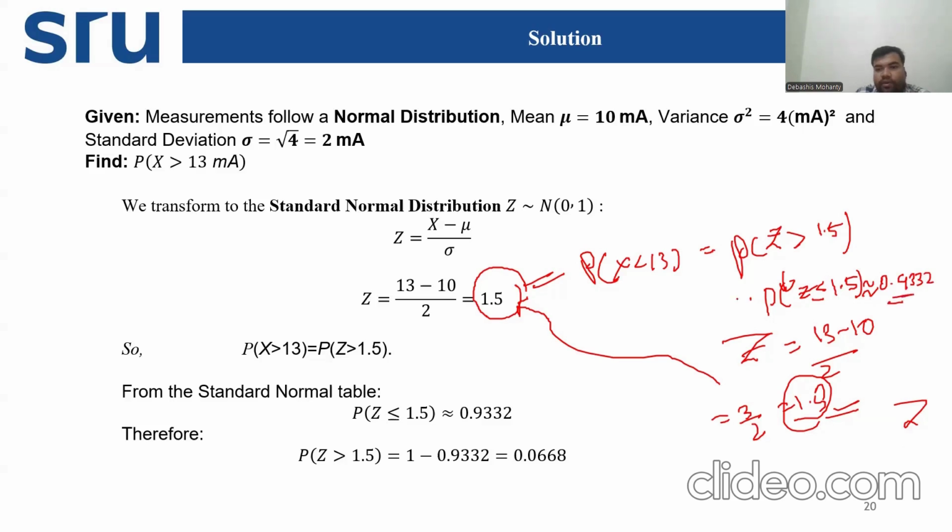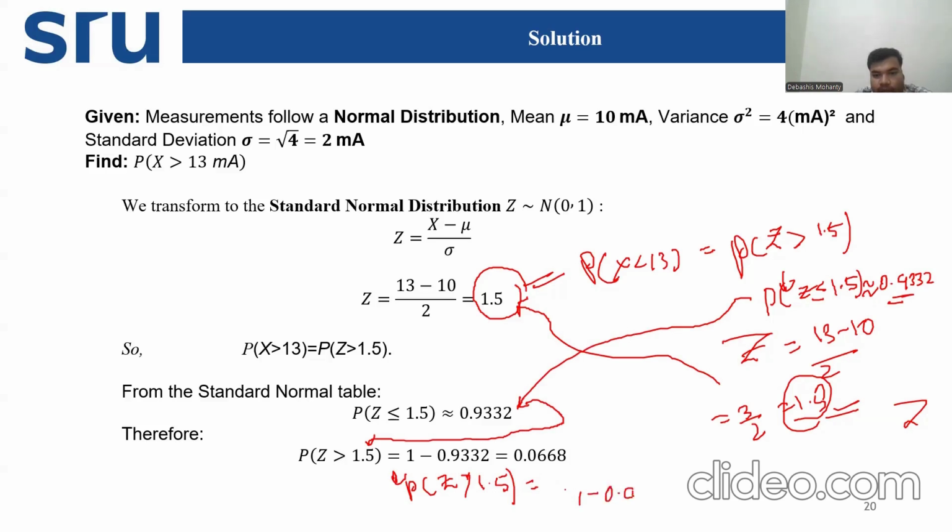This way you can see here. Now after coming to this, we'll find the probability of z less than 1.5. So that is very important. Probability of z greater than 1.5, that value we need to calculate, because we need to calculate the probability of exceeding 13 milliamperes. So for exceeding 13 milliamperes, we can find that it is 1 minus 0.9332. That value we get is 0.0668.